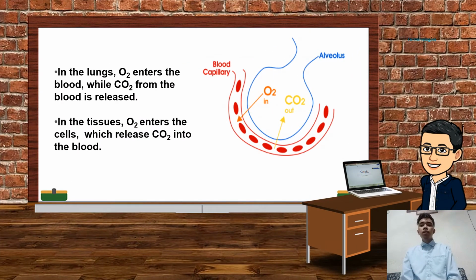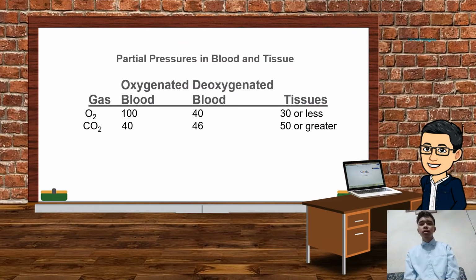Partial pressure can also be applied to the circulation of gases in our blood. In the lungs, oxygen enters the blood while carbon dioxide is released. In the tissues, oxygen enters the cells, which release carbon dioxide into the blood. Here is the information about the partial pressure of oxygen and carbon dioxide in our blood and tissues.